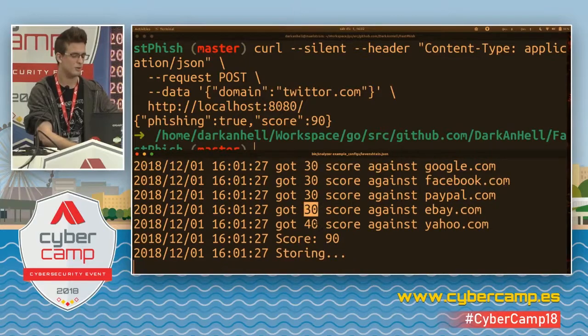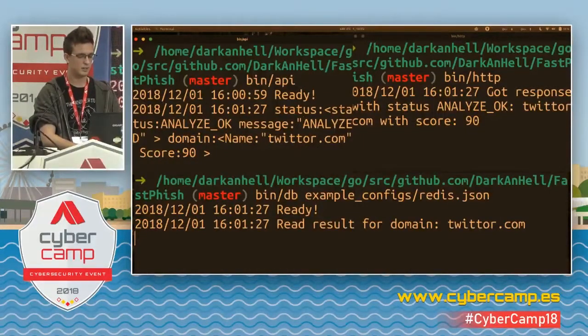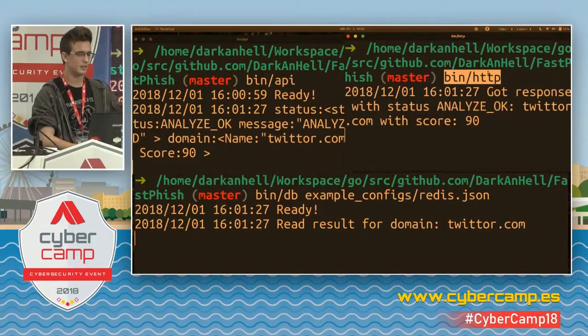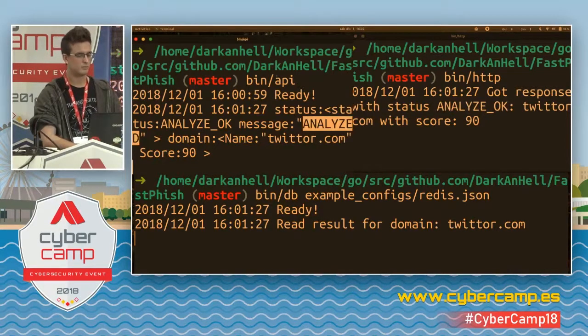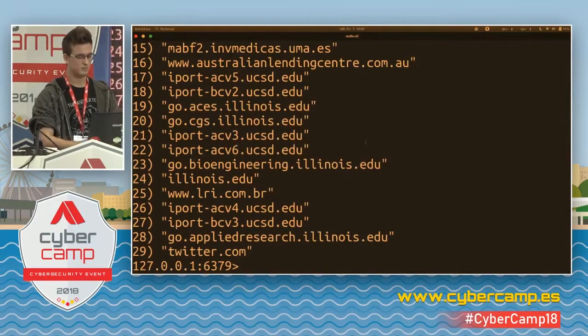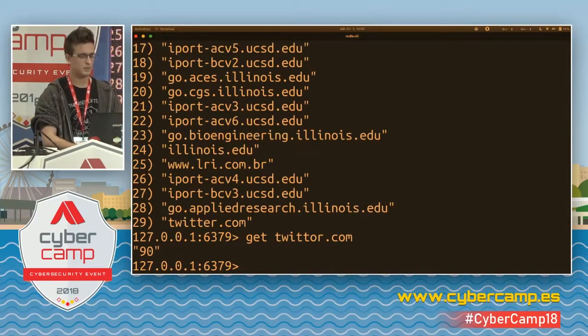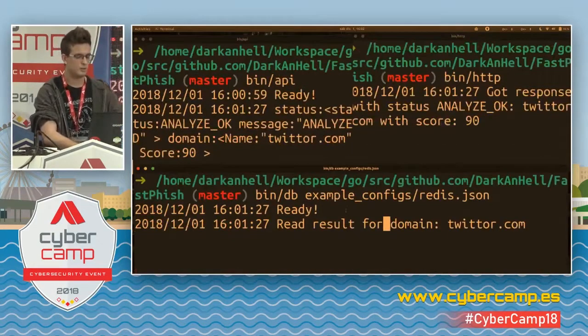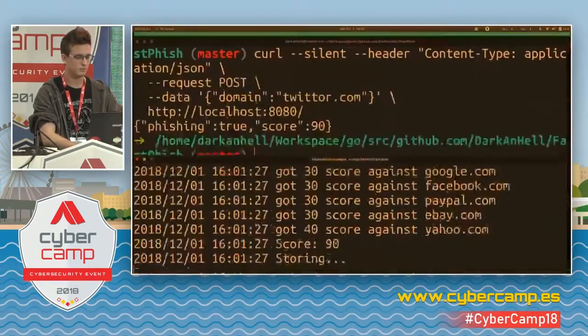And you say this is phishing against Twitter. For all others, the score is way too low. And here, everything has gone through HTTP, as we've done before, gone through the API because it was a user. And then if we go back to Redis, it's been stored into the database. See that the score is there?